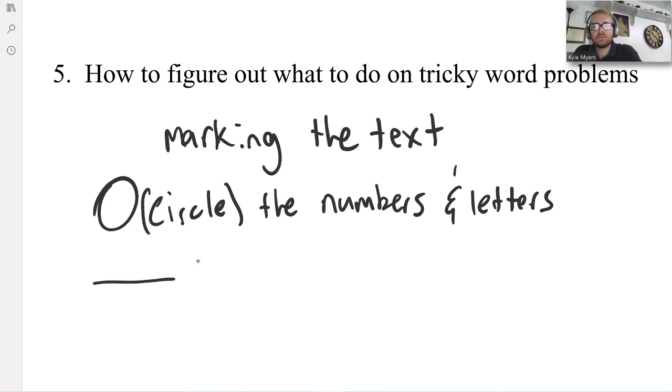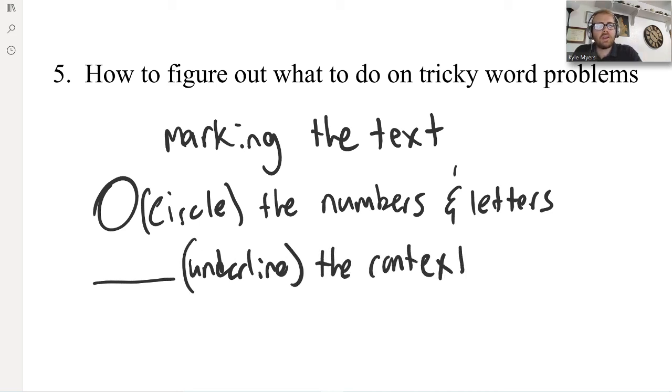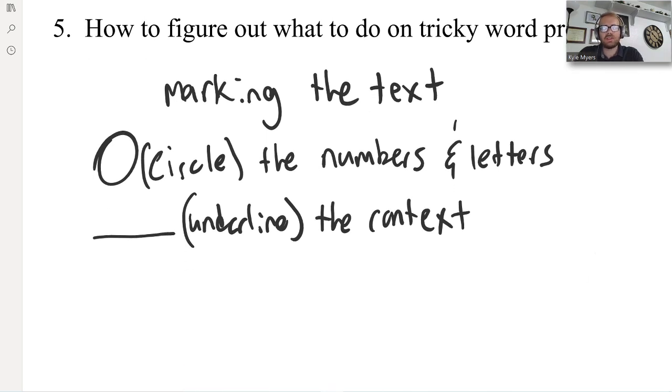And then underline the context. What I mean there is the words around the numbers and letters. So if I said Johnny is 8 years old, circle the 8, underline years old. 8 represents years old, and maybe underline Johnny too, because that's referring to Johnny. And actually, next to people, if you're trying to figure out somebody's age or whatever, I might write a J above Johnny and circle that, because that's the variable I'm going to use. So I do that a little bit too sometimes, but that's not really needed.